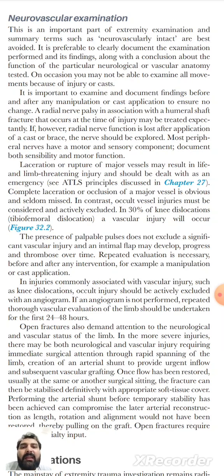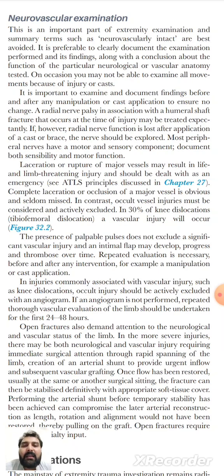On occasion, you may not be able to examine all movements because of injury or casts. When a patient has acute injury or has a cast applied, we cannot examine all the movements. It is important to examine and document findings before and after any manipulation or cast application to ensure no change. Again, the rule of two. We should examine and document the finding before the procedure and after the procedure.